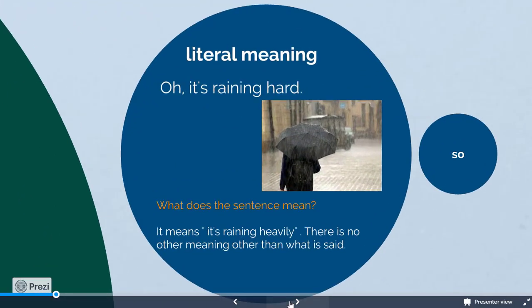Starting with the literal meaning, we are going to guess what it means by this sentence. When someone says, "Oh, it's raining hard." So what do you think this sentence means? Of course, it means that it's raining heavily. تمطر بغزارة. So there is no other meaning other than what is said. أي لم يقصد بالعبارة أي معنى آخر غير الذي تم تقديمه أو غير الذي قيل. It's raining hard هي تمطر بغزارة. إذا معنى كلمة hard أو raining hard معناها كان مباشر.